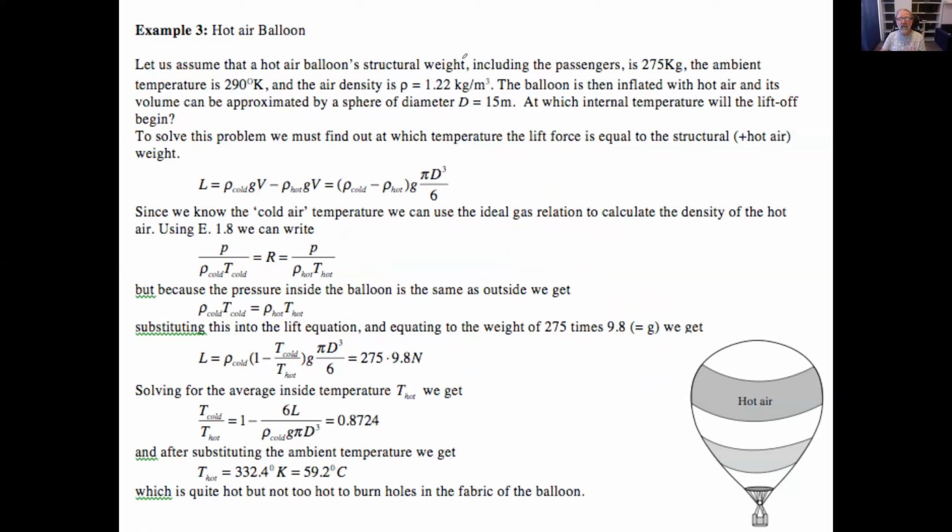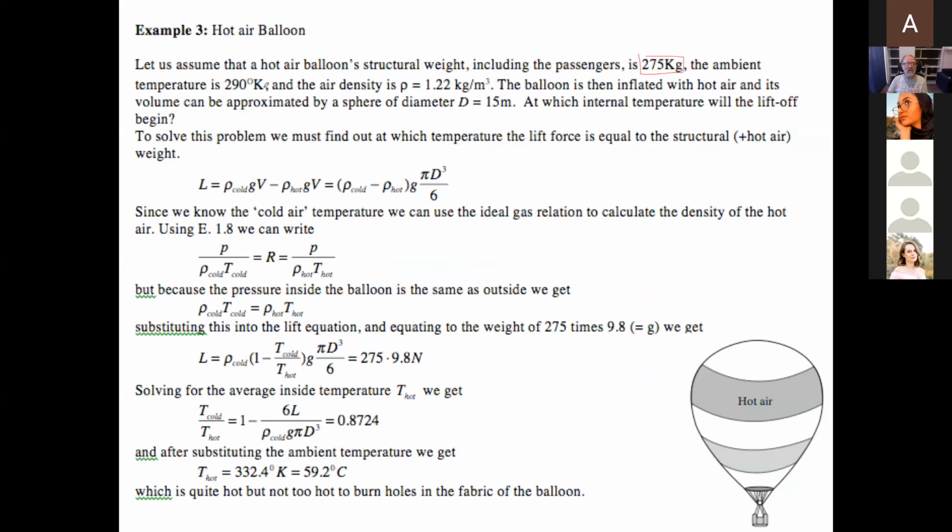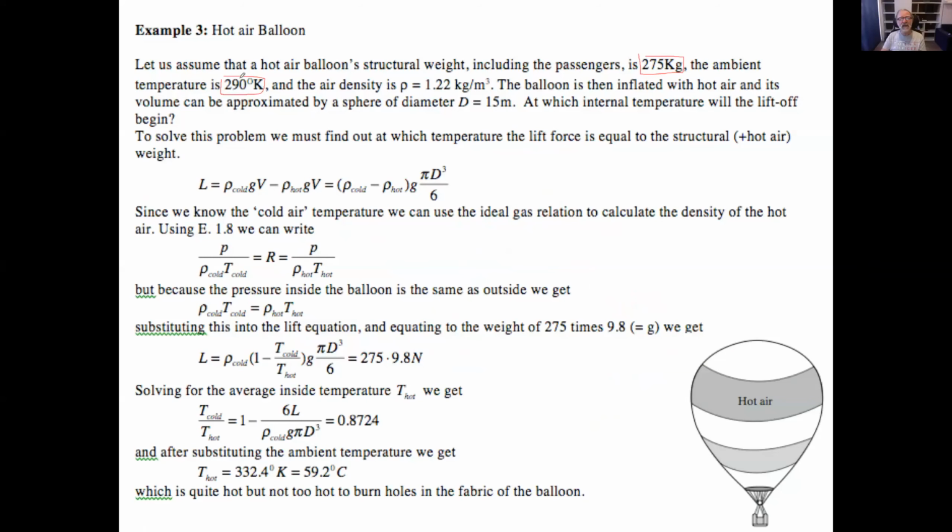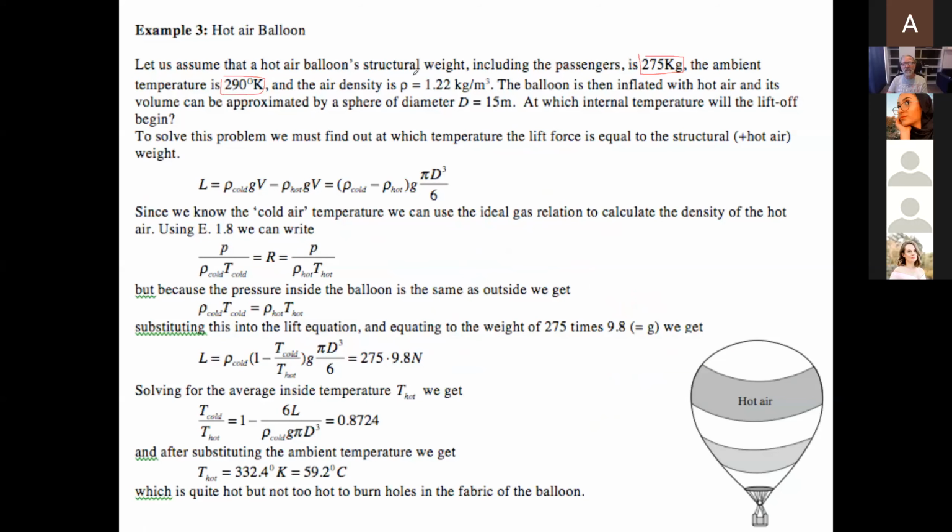It's a hot air balloon. Okay, total weight is given. Temperature is given. Outside temperature, so it's a little bit cold, it's 290, like 19 degrees C. I think it's in the 70s or high 60s Fahrenheit. Anyway, the density of the air at that particular temperature is given, and the approximate diameter.